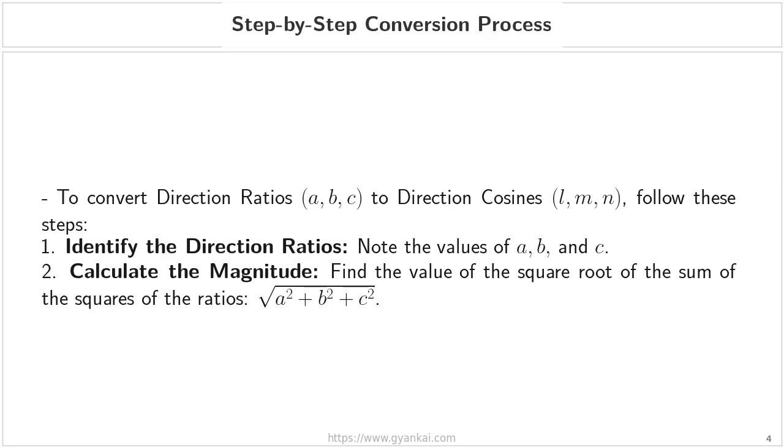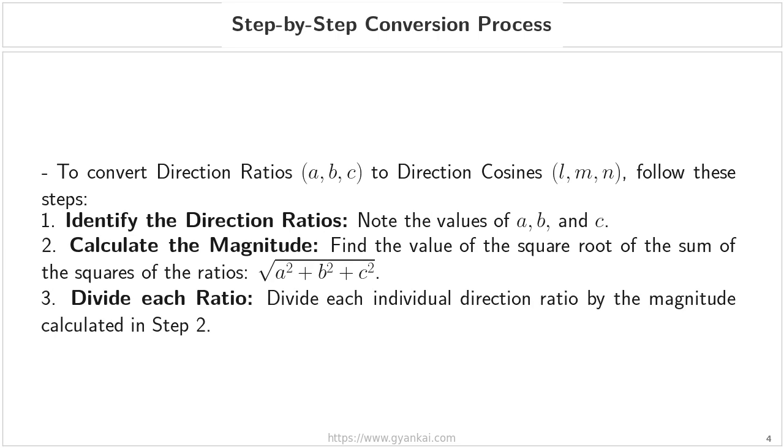Second, you must calculate the magnitude. This is a crucial step. You need to take each of those ratios, square them, sum them all up, and this is the part where many students slip up, take the square root of that total sum. You are essentially finding the square root of a squared plus b squared plus c squared. Think of this value as your scaling factor. Third, you divide each ratio.